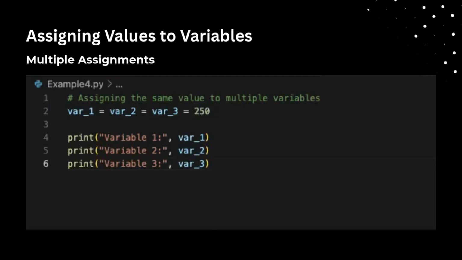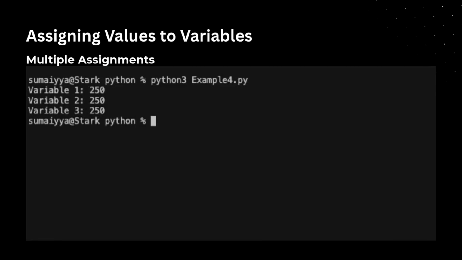Multiple assignments. Assigning the same value to multiple variables. In Python, you can assign the same value to multiple variables in a single line using a single assignment statement. For example, var_1 = var_2 = var_3 = 250. Print all three variables. In this example, we have assigned the integer value 250 to variables 1, 2, 3 using the assignment operator, that is the equals operator. The output will be var_1 250, var_2 250, var_3 250.